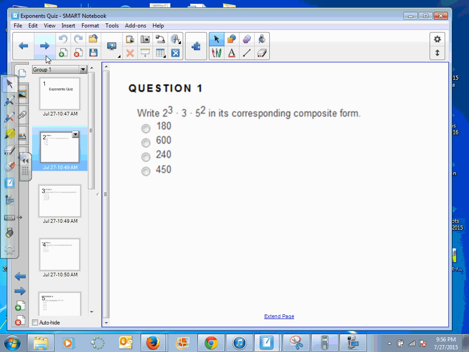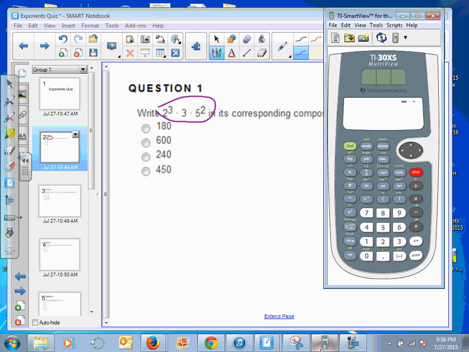2 to the third times 3 times 5 to the second. We want to write that in its corresponding composite form. Basically what they're getting at is that you have these values here, which are written in exponential form. Composite form means you're getting rid of all of the exponents and writing it as just one value.